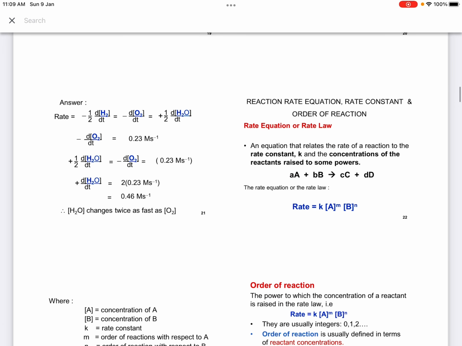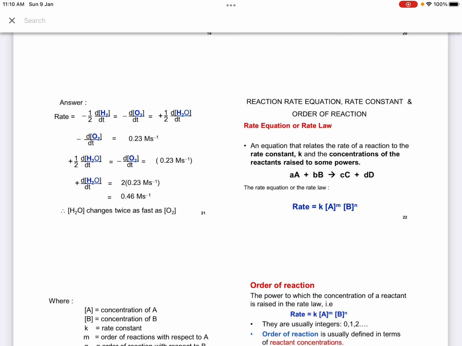Okay, reaction rate equation, rate constant and order of reaction. Rate equation or rate law: an equation that relates the rate of a reaction to the rate constant and concentration of the reactants raised to some powers is known as the rate law or rate equation. For example, A plus B produces C plus D. So the rate law will be rate equals k [A]^m [B]^n.